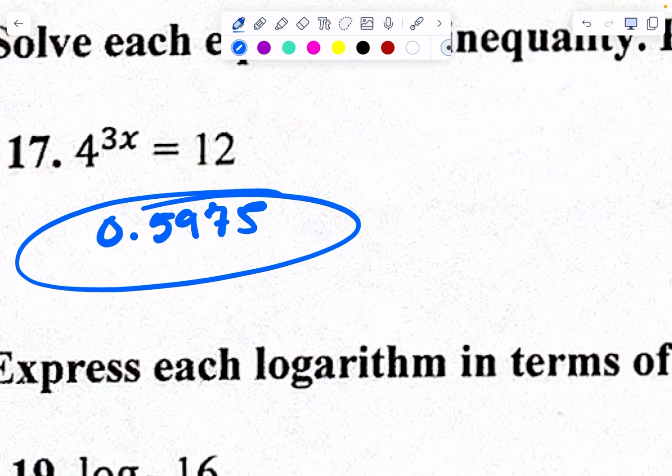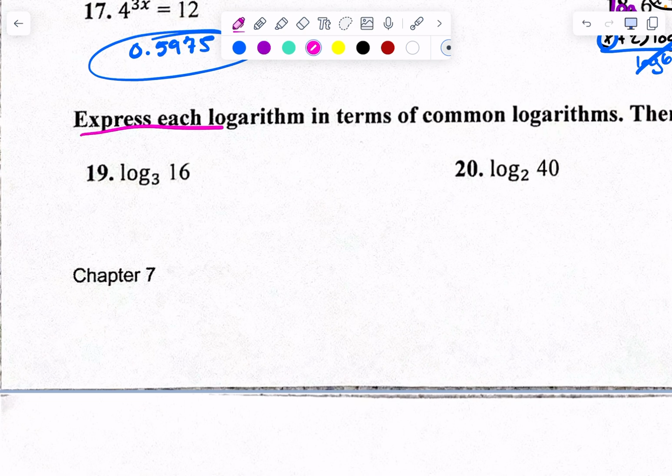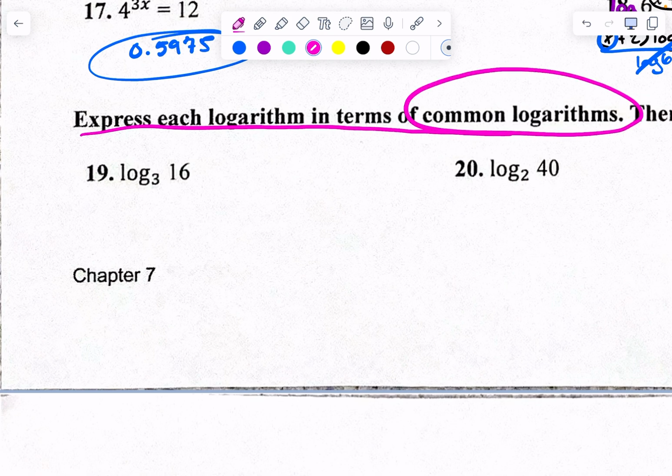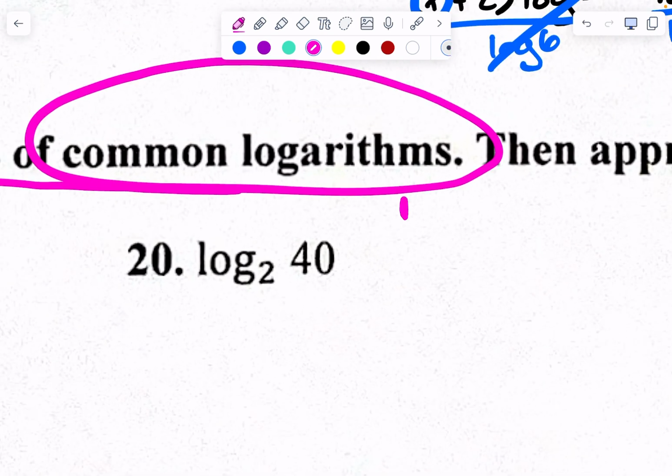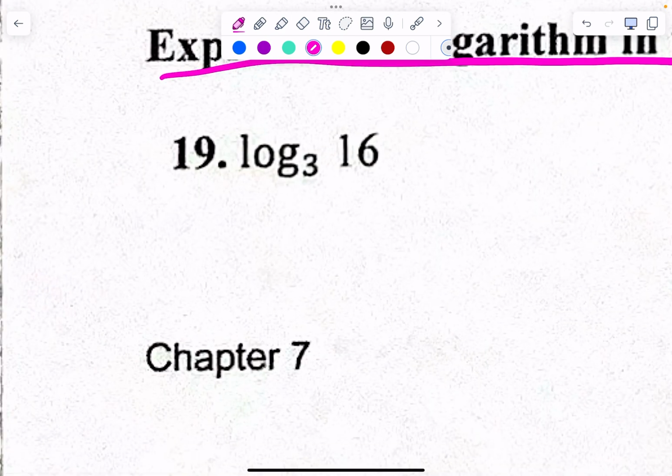These bottom 3, I'm going to be real picky on come test time. If you skip over a piece, I'm going to count it half wrong. Express each log in terms of common logs. What is a common log? The log base of 10. So on 19, this is a base of 3. How do I make it a base of 10?